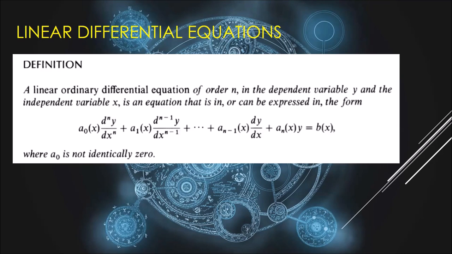Definition of linear differential equations. A linear ordinary differential equation of order n in the dependent variable y and the independent variable x is an equation that is in or can be expressed in the form a sub 0 of x times the nth derivative of y plus a sub 1 of x times the (n minus 1)th derivative of y, up to a sub n minus 1 of x dy over dx plus a sub n of x y equals b of x, where a sub 0 is not identically 0.